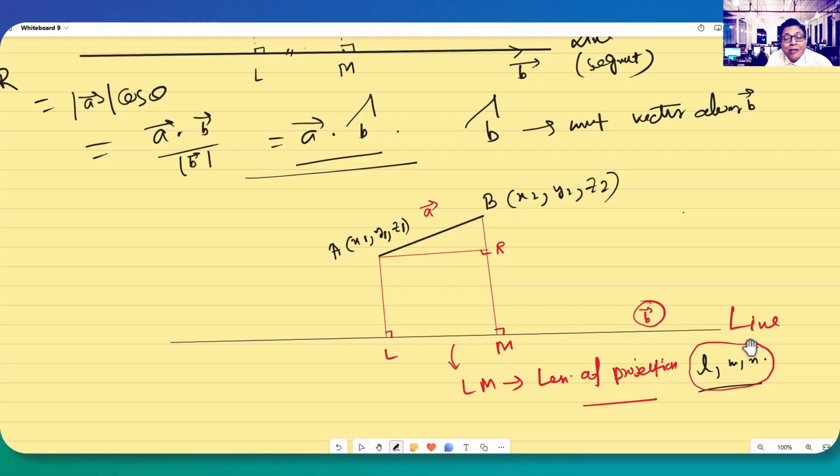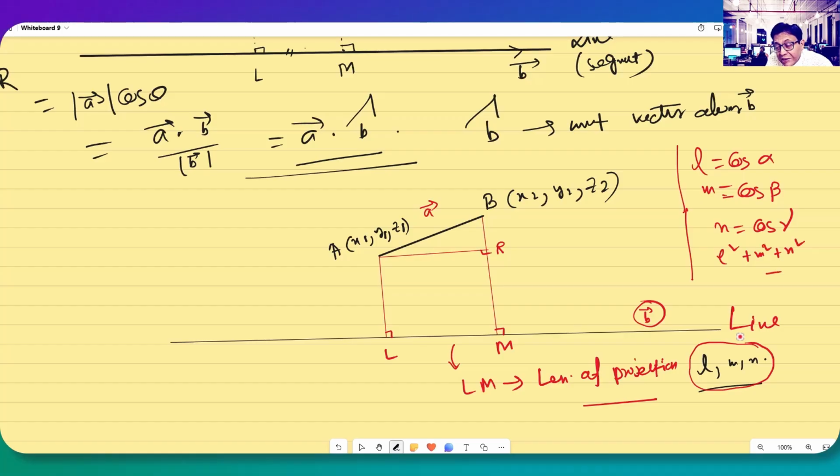And what is the unit vector along LM? The way I told you earlier that L is cos alpha, this line segment makes say alpha, beta, gamma with the coordinate axes. This one cos beta and N is cos gamma. So what about L square plus M square plus N square? This is nothing but 1. Okay.